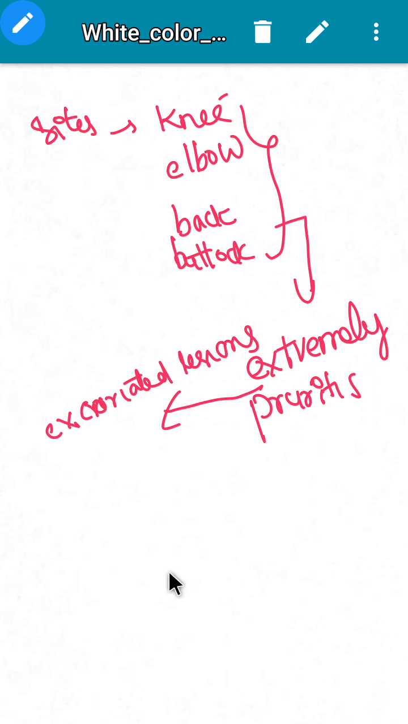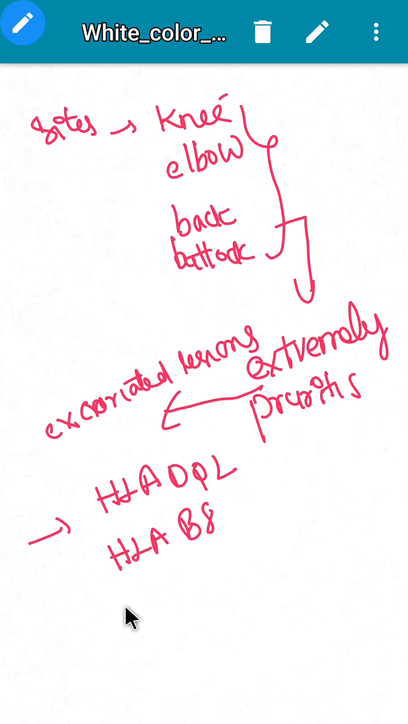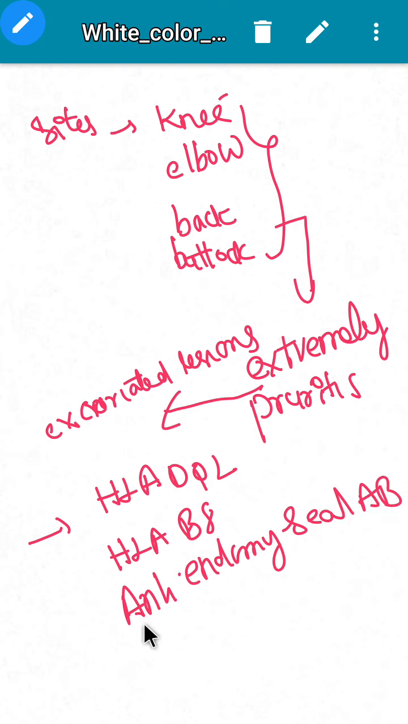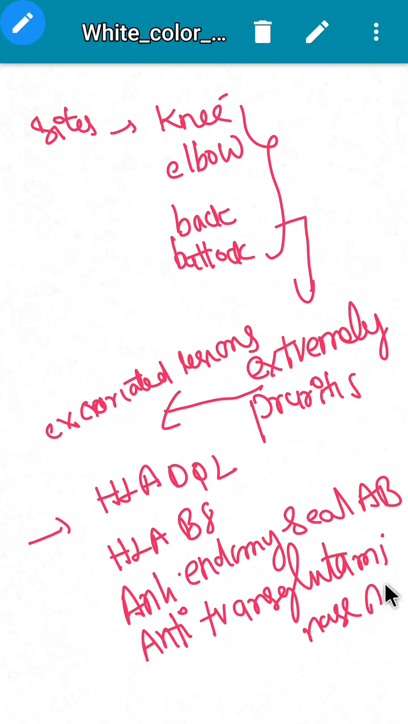This disease, dermatitis herpetiformis, has got association with HLA-DQ2, HLA-B8, and in this disease there are also anti-endomysial antibodies. And as I told you, there are also anti-transglutaminase antibodies. So it has got association with HLA-DQ2 and HLA-B8. Remember this because this HLA-B8 association has been asked in JIPMER.